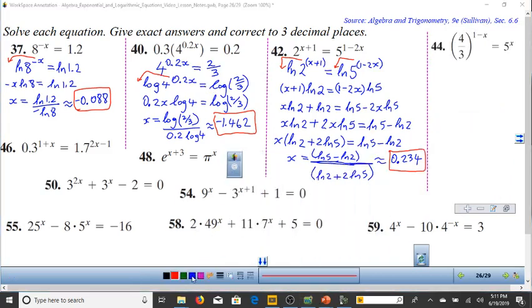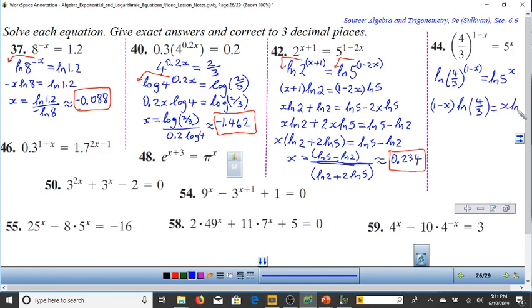So we have the natural log of 4/3 to the 1 minus x equals the natural log of 5 to the x. You move the 1 minus x and the x as coefficients. So 1 minus x times ln of 4/3 equals x ln 5, and then I distribute, I get ln of 4/3 minus x ln 4/3 equal to x ln 5.